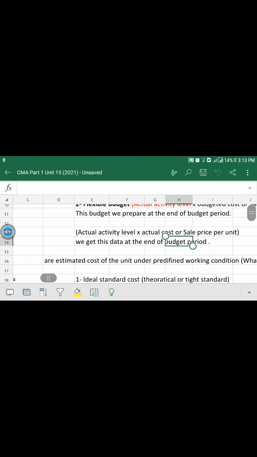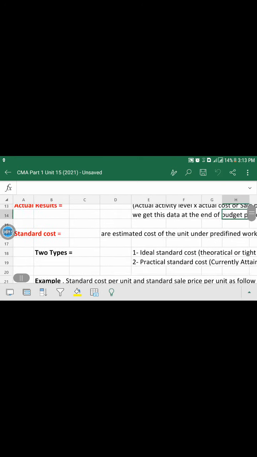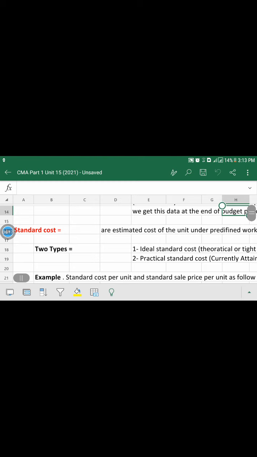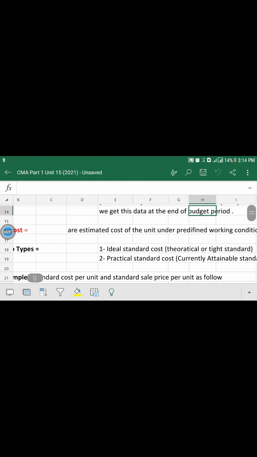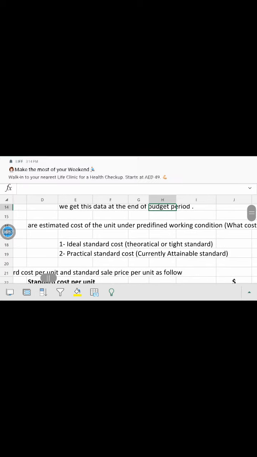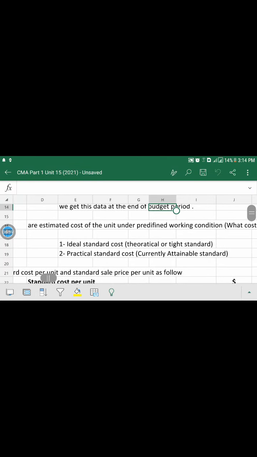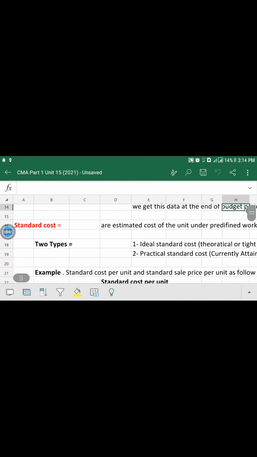Okay, we are getting this data at the end of the period. So here are the types of cost. Standard cost means something like a budgeted cost. You can say estimated cost. So standard cost is an estimated cost per unit under predefined working conditions. It's something like an estimated cost.